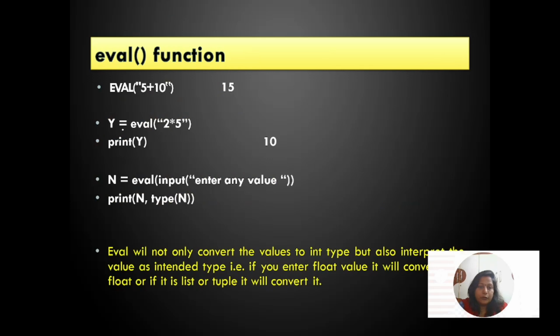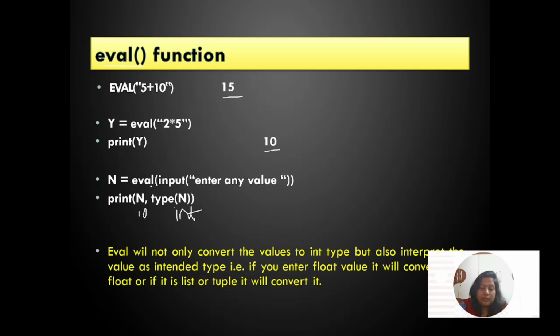Okay. Now if you use the eval function to calculate, eval of 5 plus 10 will give you the value 15. Eval of 2 into 5 will calculate and produce the value 10. Clear? And here n equal to eval of input of enter any value. When I enter the value 10 and want to find out the type, it will give the int class.